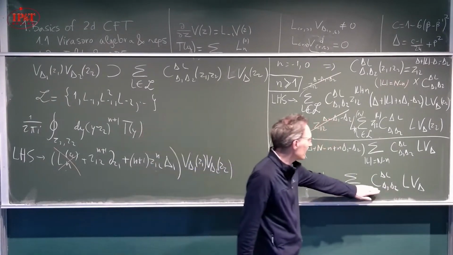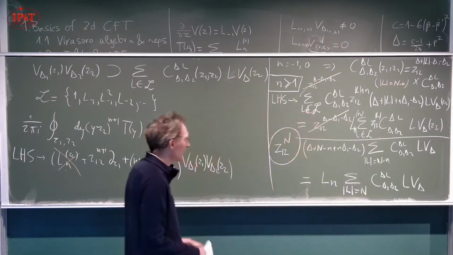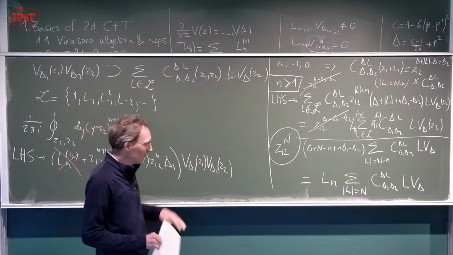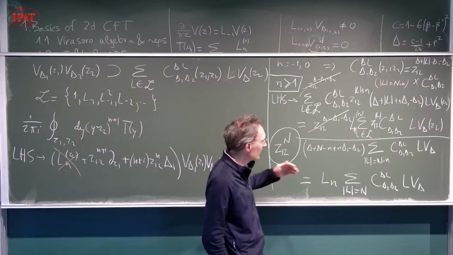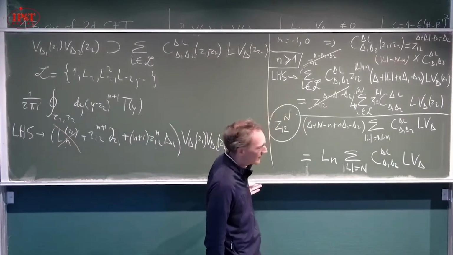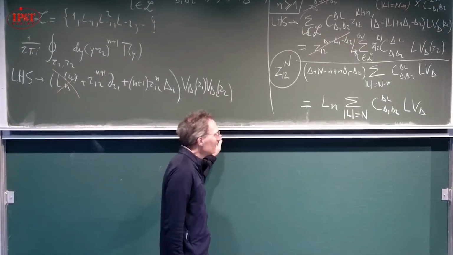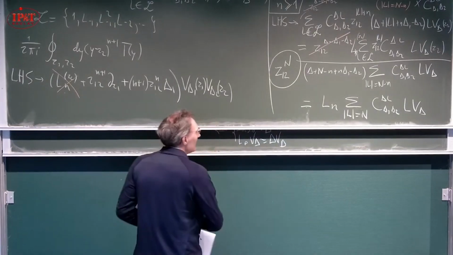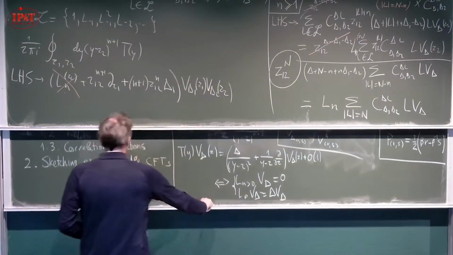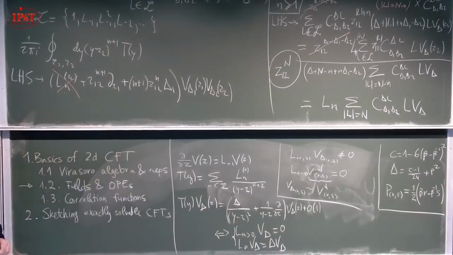And the coefficients now are the OPE coefficients. So the claim is that using this equation, we can deduce all the OPE coefficients of descendants from the OPE coefficients of primaries. And I want to illustrate this claim in examples. But are there questions up to now?